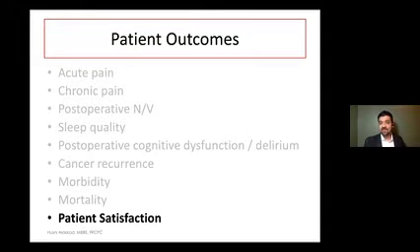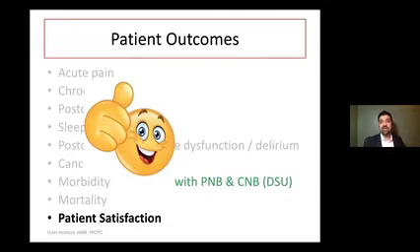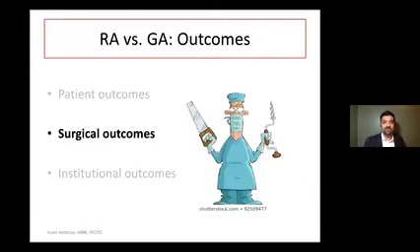What about patient satisfaction? In general, patients are happier with peripheral nerve blocks and central neuraxial blocks, especially day surgery patients, because of the reduction of nausea and vomiting. But some of them complain that they don't like having their arms heavy or whatever other complaints, but mostly positive.